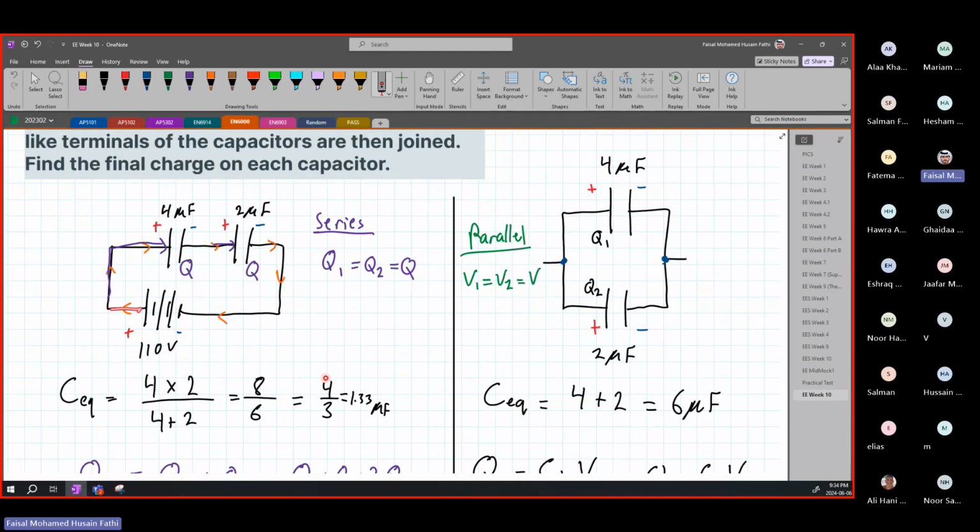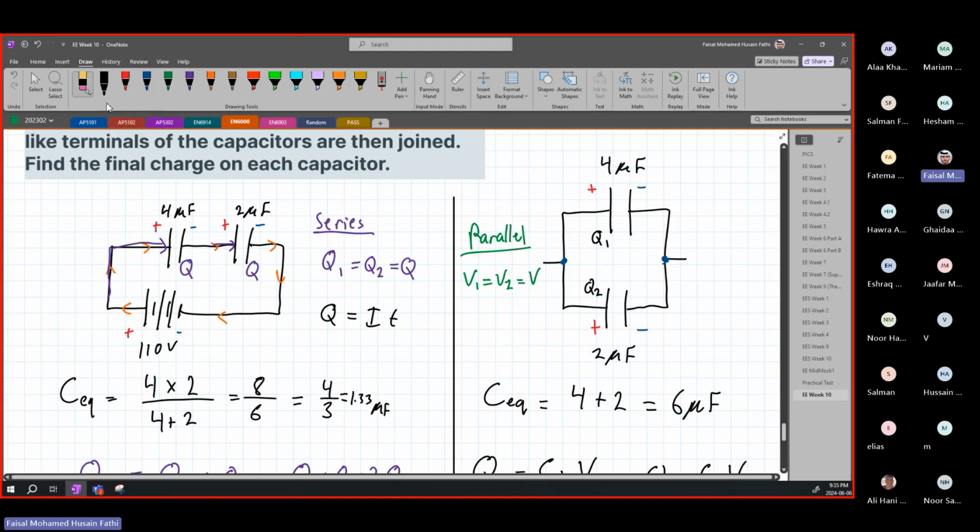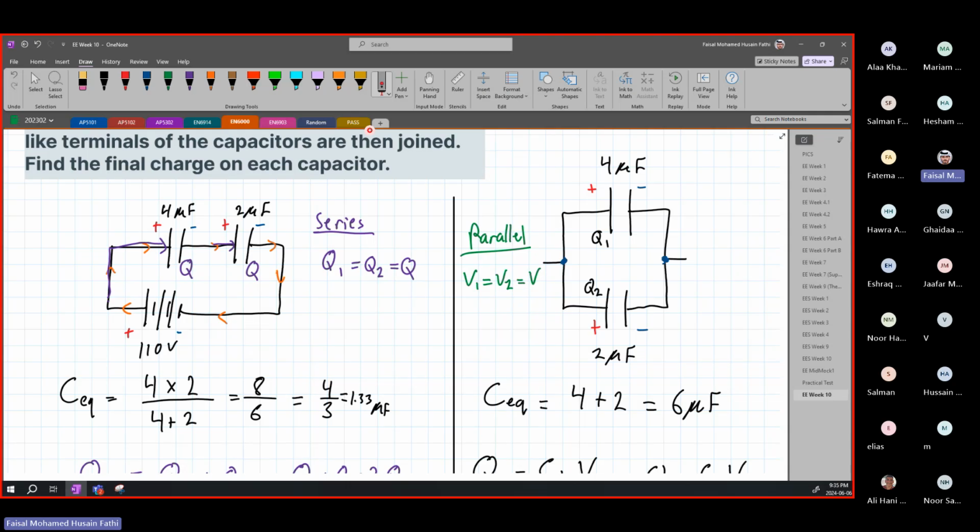Because the charge came from the battery. When you charge something, it comes from the battery, which is charging both capacitors. So it charges both of them with the same amount of charge, because the battery is supplying the same amount of current. Remember Q equals I times t. So Q is related to the current. This is the original rule of current if you remember from before. It is coming with the current, so if this current value is the same here, the Q is going to be the same here.